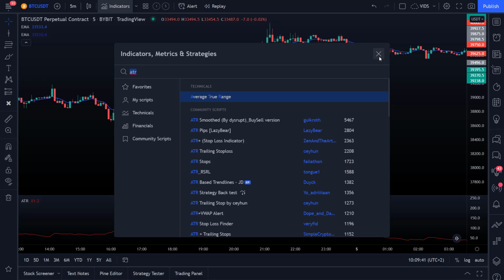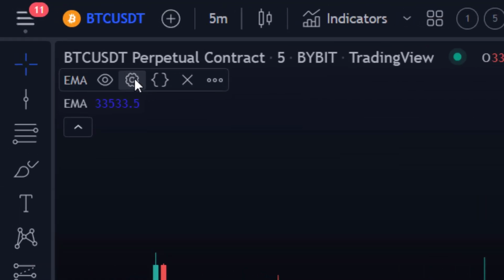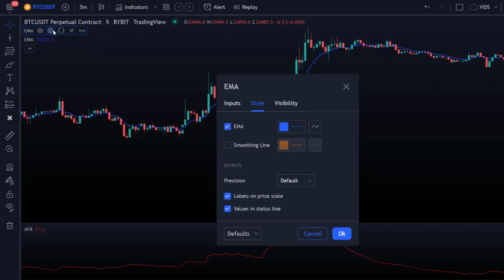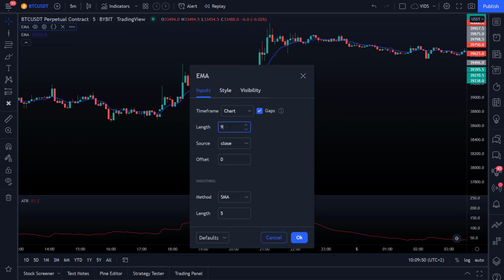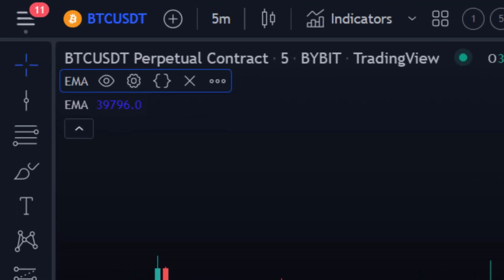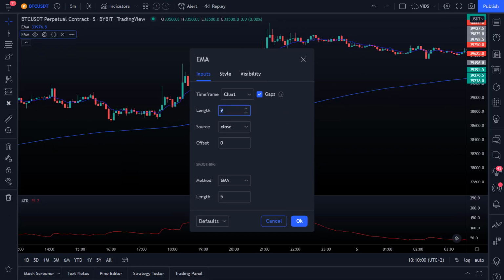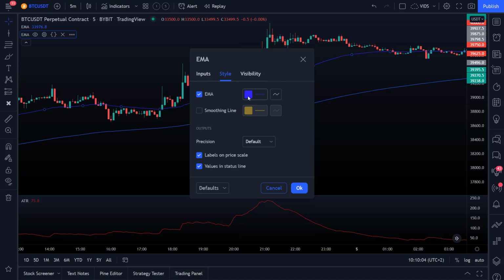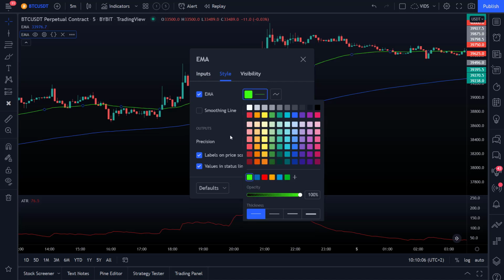The first moving average indicator has a length of 200. Press the settings of the indicator and then enter 200 at the length. The second EMA we use has a length of 50. Press the settings for this as well and fill in 50 at length. I make the color of this one green. The settings of the ATR indicator are default and do not need to be changed.